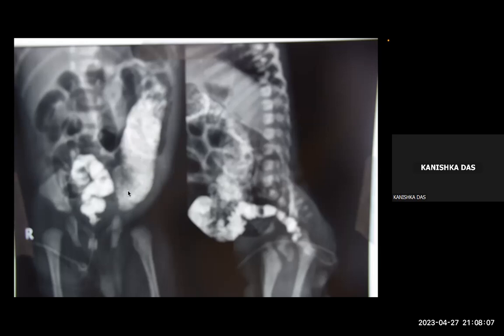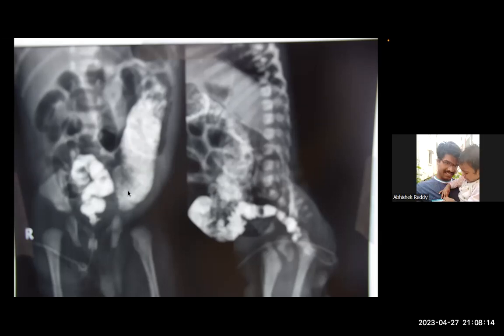Let us say this is a newborn. What's your plan? Sir, first I will try with the rectal washes. If the child is deflating well with rectal washes, then I would keep the child on follow-up and plan for procedures after 6 months.